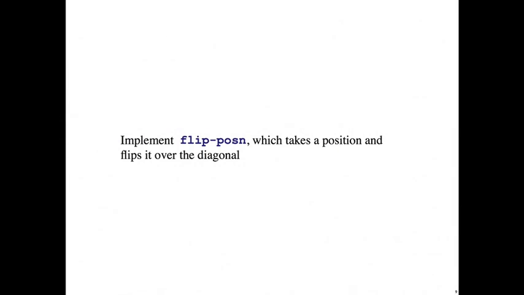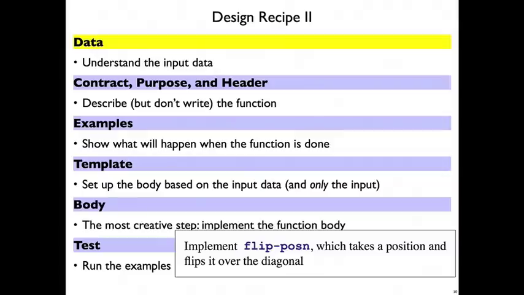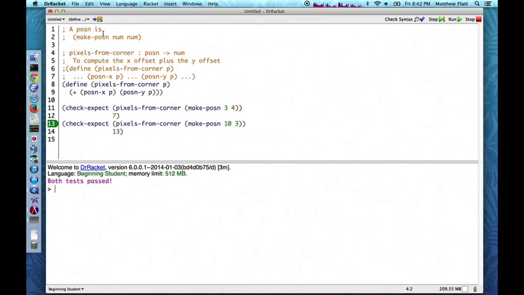Let's try another one called flip posin. It takes a position and flips it over the diagonal. So for our data step, again, the problem statement says position. It practically tells us we have to deal with posins, so we're going to just use our data definition reminder right here as before.